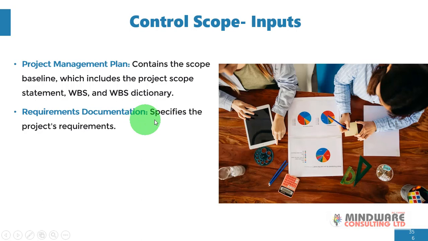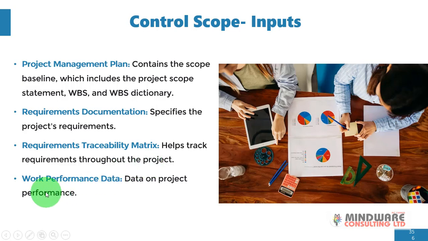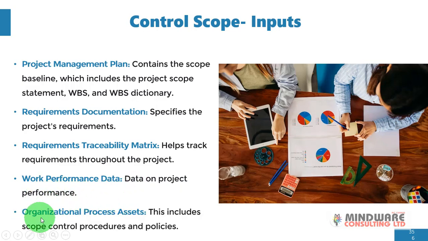Requirements documentation specifies the project requirements from the stakeholders. Next is the requirements traceability matrix, which helps to track requirements throughout the project. Then you have your work performance data, which is data on project performance. Last but not the least, organizational process assets, which include scope control procedures and policies of the performing organization. So all these make up the inputs in your control scope process.